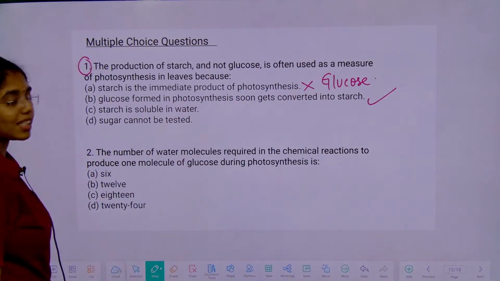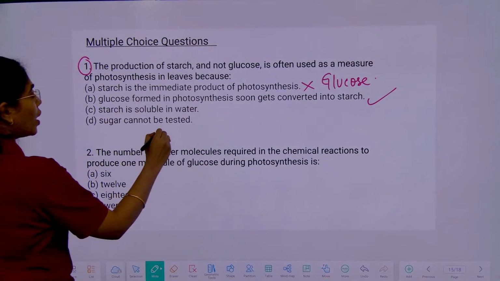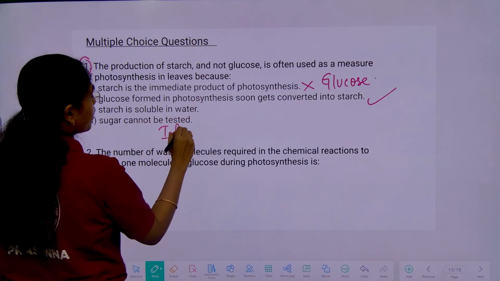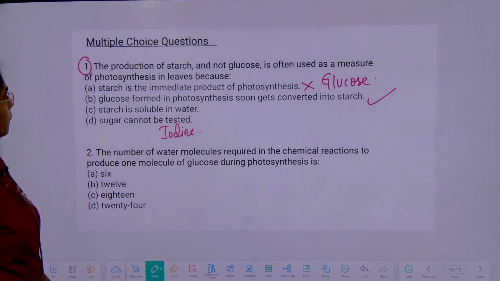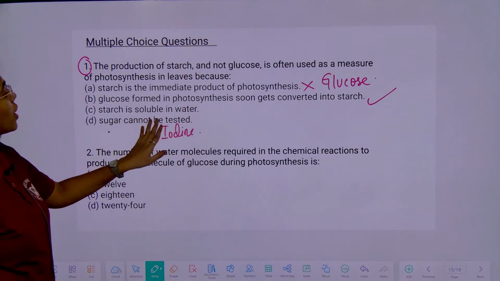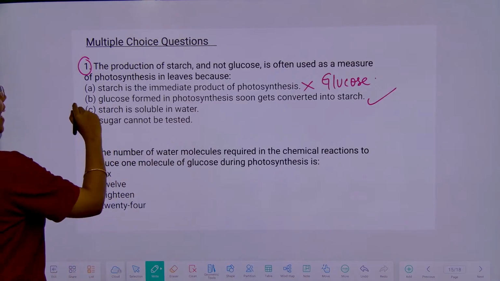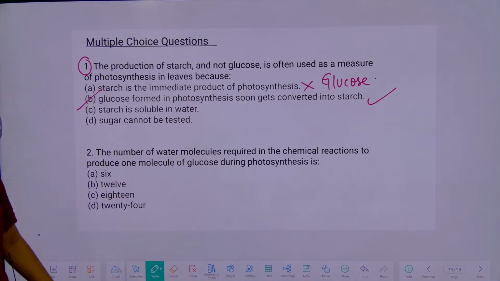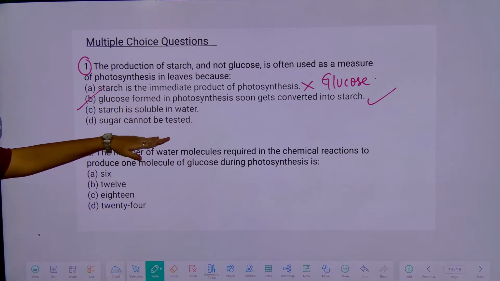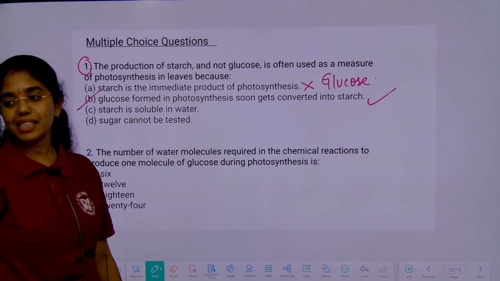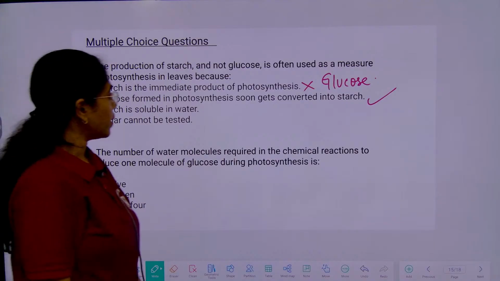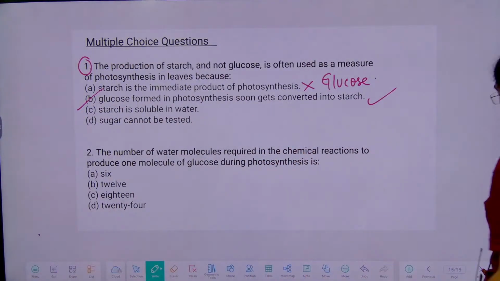Starch cannot be tested. No, starch can be tested with what? Iodine. Sugar can be tested. Wrong. So the right answer is option B. Glucose formed in photosynthesis soon gets converted to what? Starch. And then this we can do after learning light reactions.